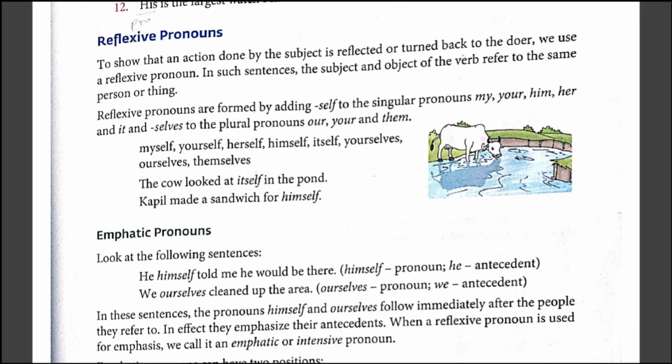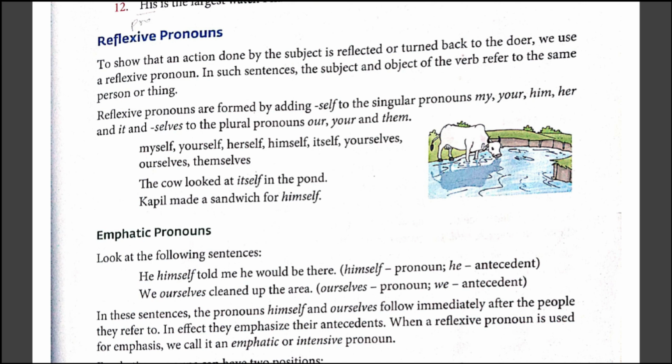Let's start with reflexive pronouns. Page number 45. To show that the action done by the subject is reflected or turned back to the doer, we use a reflexive pronoun. In such sentences, the subject and object of the verb refers to the same person or thing. Reflexive pronouns are formed by adding self to the singular pronoun my, your, him, her, and it, and selves to the plural pronouns our, your, and them.